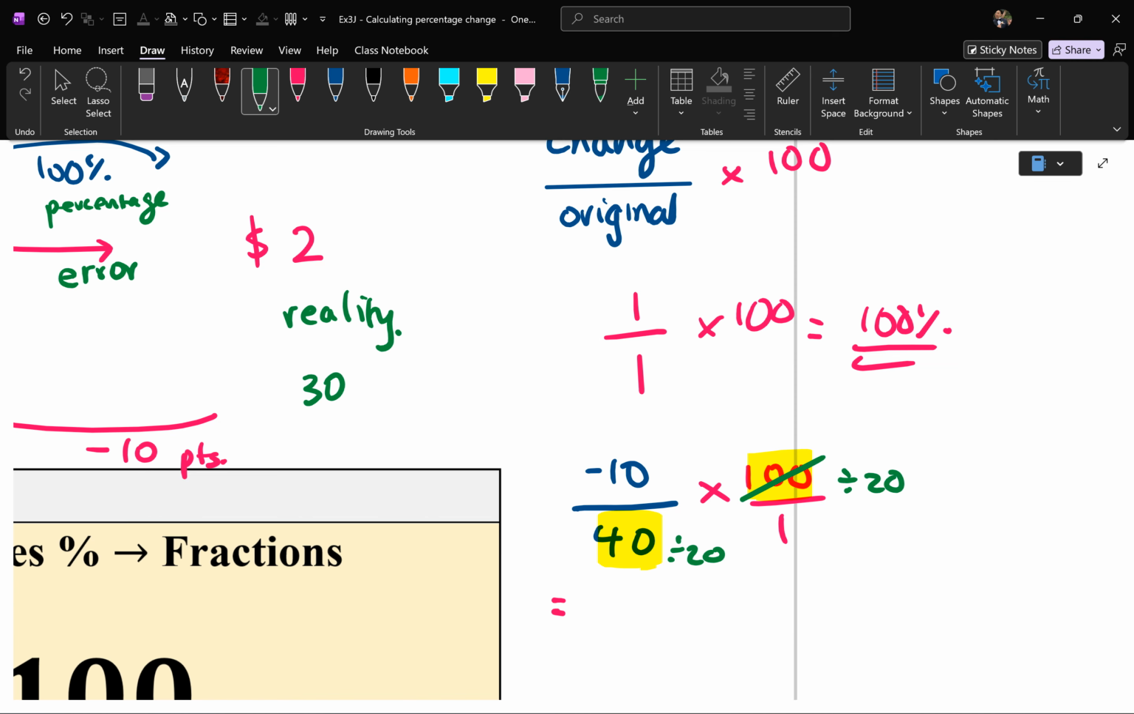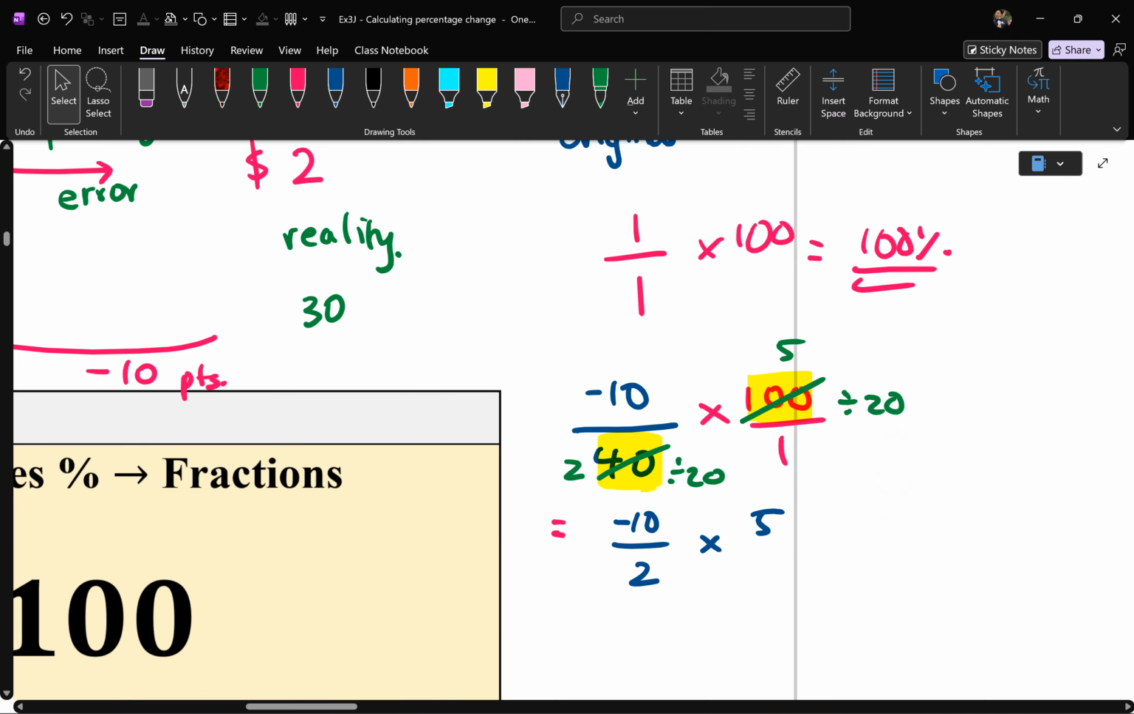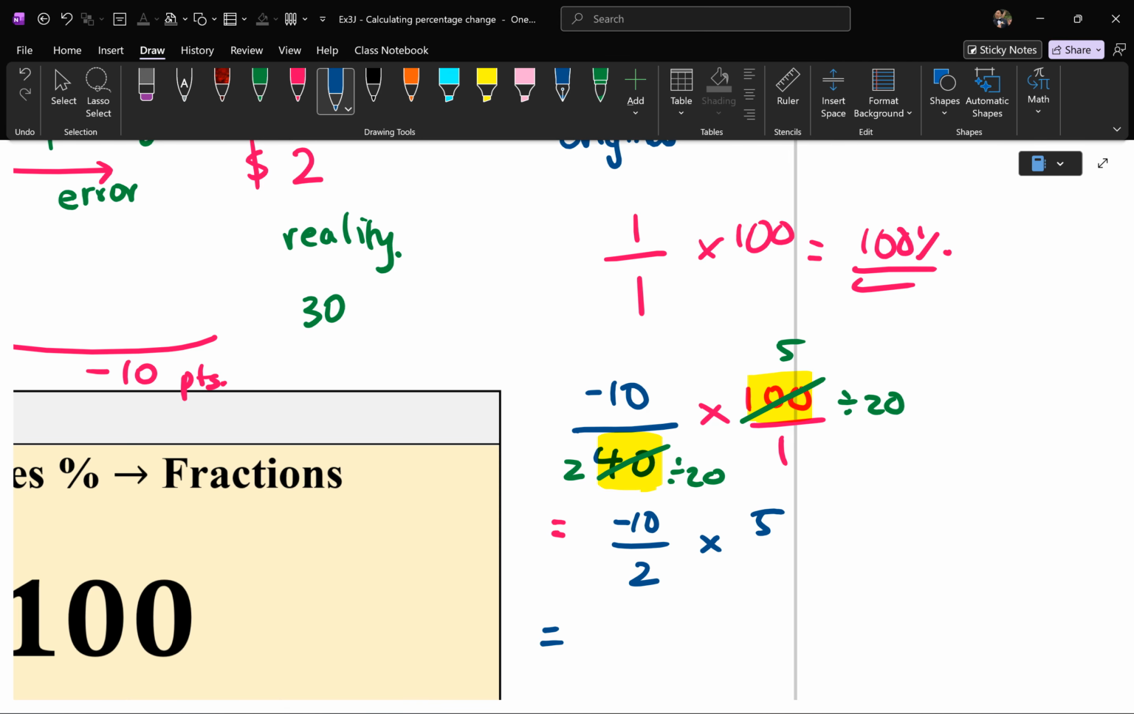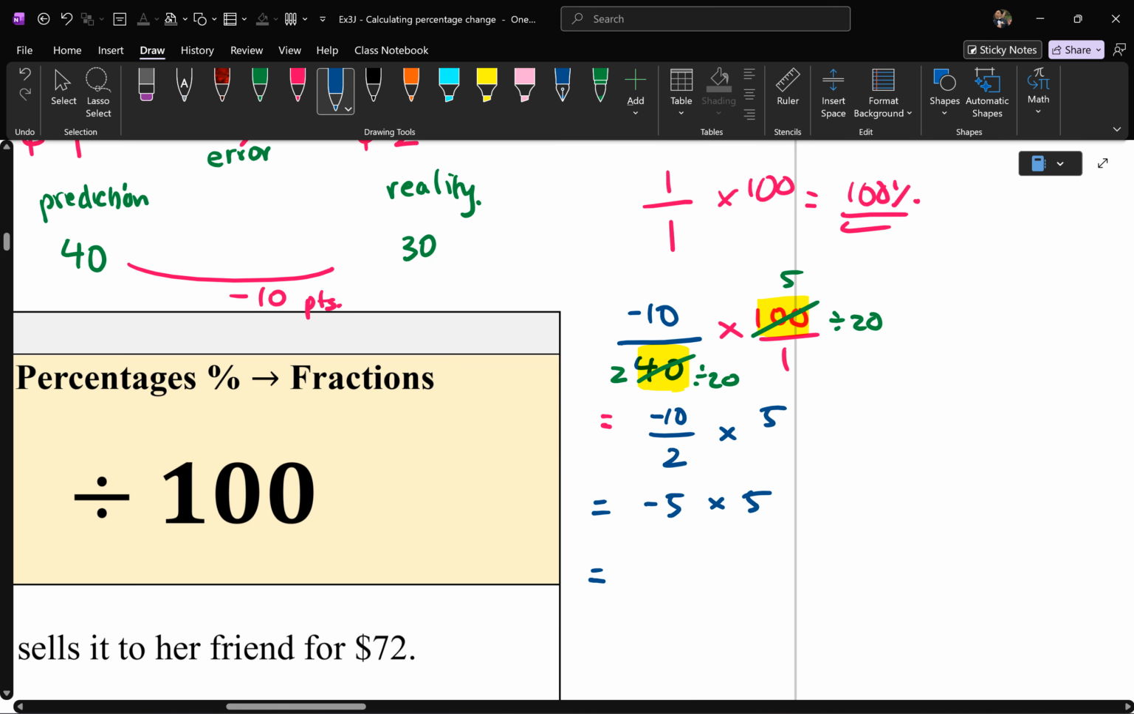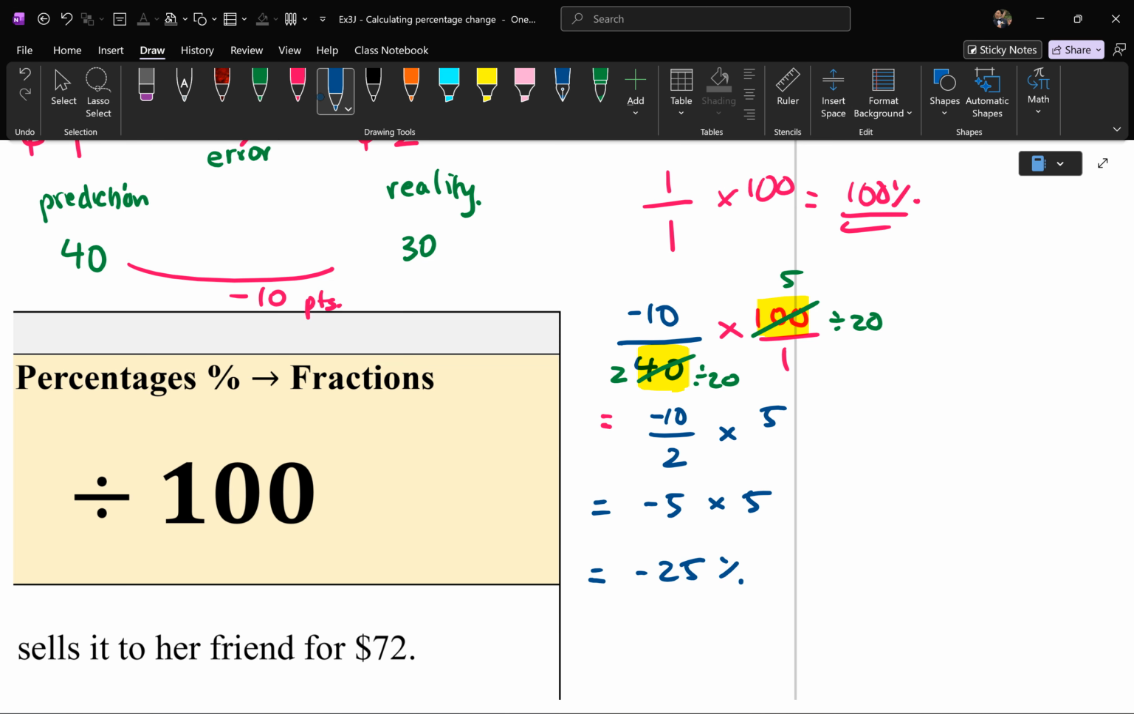20 goes into 100 how many times? 5. 20 goes into 40? 2. So this now becomes negative 10 over 2 times 5. But we also know that negative 10 over 2 means negative 10 divided by 2. What's negative 10 divided by 2? Negative 5 times 5. And using your integers from last term, negative 5 times 5 is? Negative 25. And this is your percent.